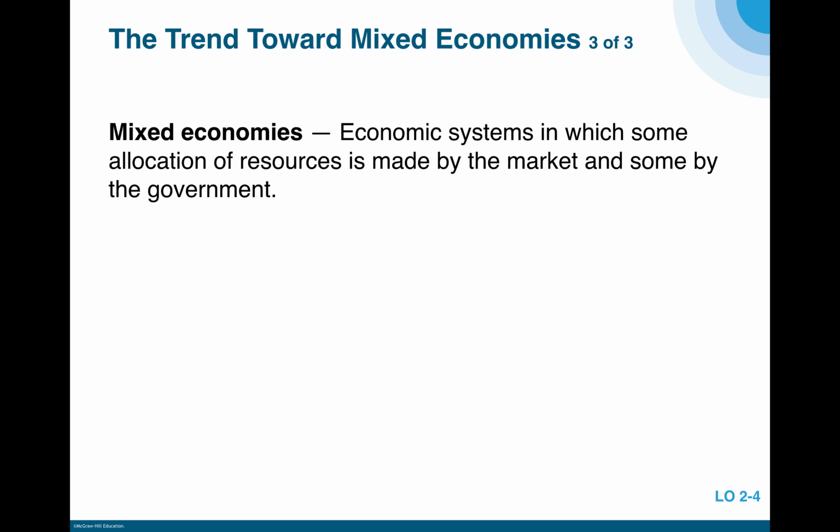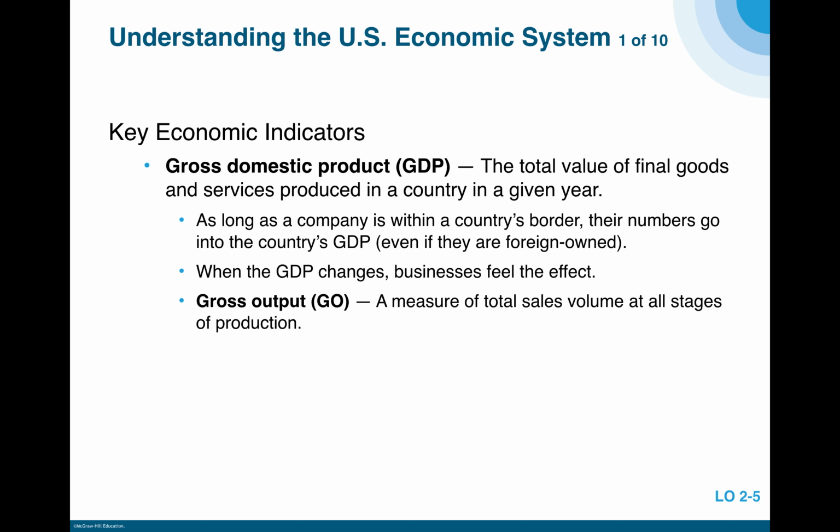Gross domestic product. That's something you probably hear quite a bit through the news, or just shortened to GDP. That's the total value of final goods and services produced in a country in a given year. As long as a company is within a country's border, their numbers go into the country's GDP, even if they are foreign owned. An example of that would be Toyota. Even though I think Toyota is a Japanese company, they still produce cars over here in the United States, so it still goes into the United States GDP.